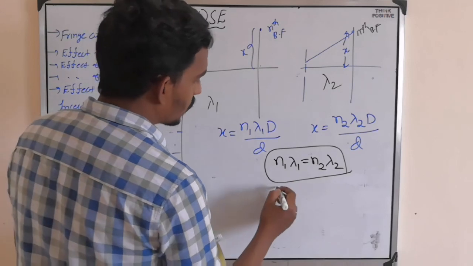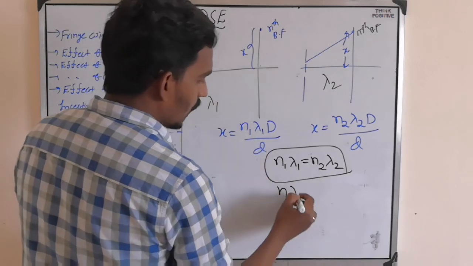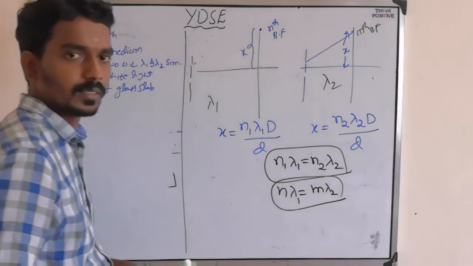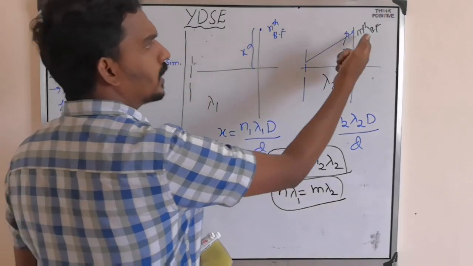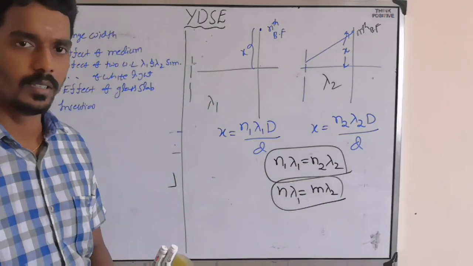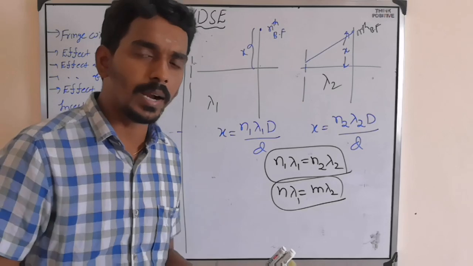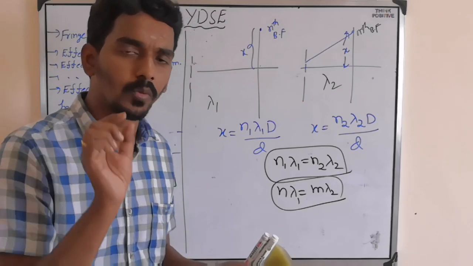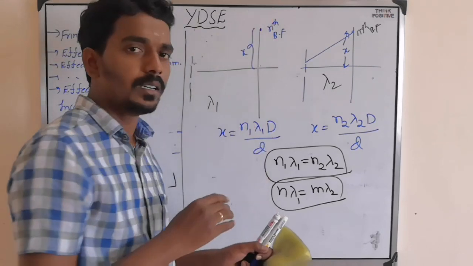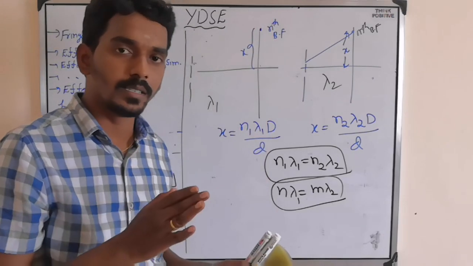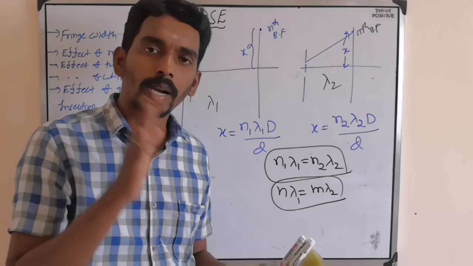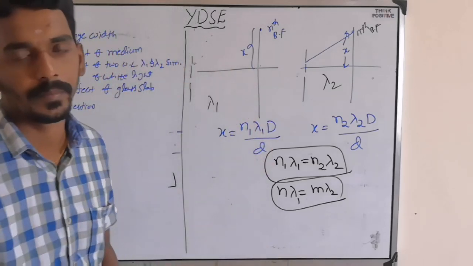Here I am taking N2, but here I have taken M. So what will the final formula become? N lambda 1 equals M lambda 2. Or else, here you take N1, here you take N2, then N1 lambda 1 equals N2 lambda 2. So if they use them simultaneously, the way of asking the question is: at the same point from the center, the N1 bright fringe of lambda 1 coincides with the N2 bright fringe of lambda 2.